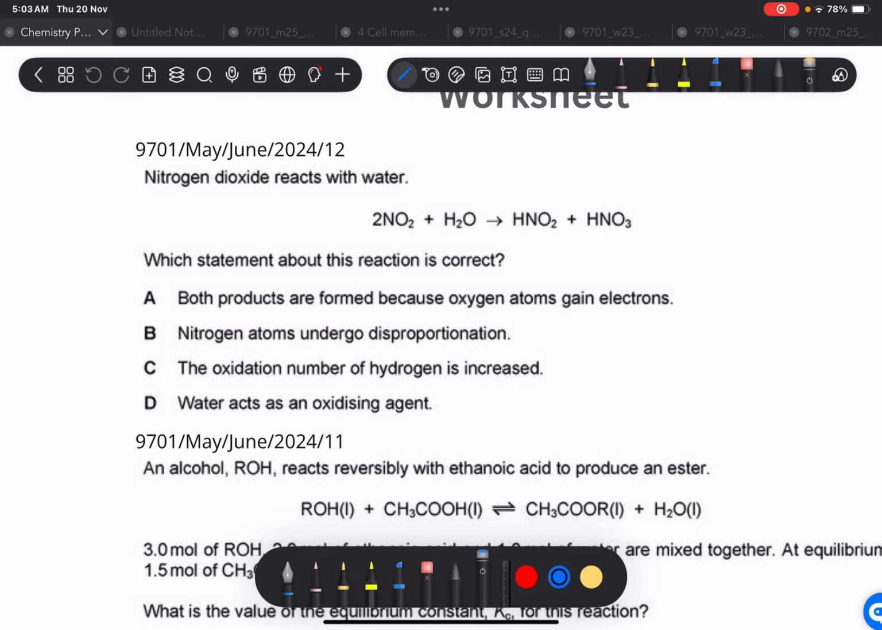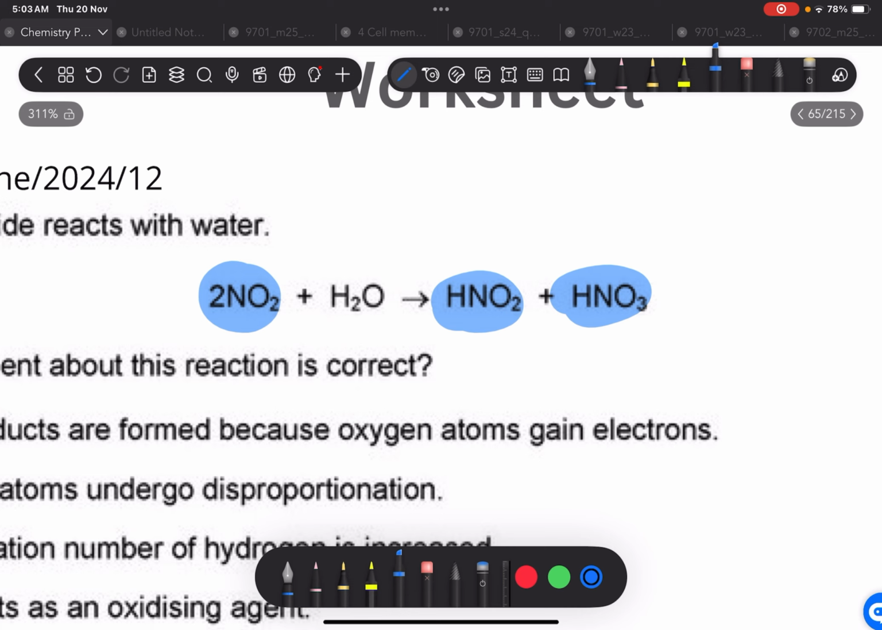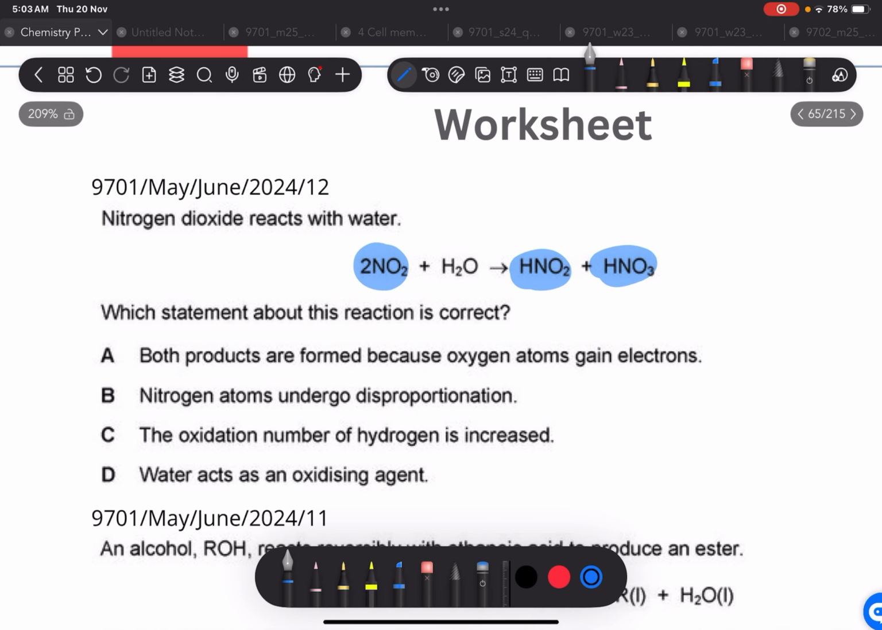Okay, so now let's see what kind of thing is happening. We have a non-metallic oxide, which is nitrogen dioxide, and we are reacting it with water to form two types of acids. What's unique about this reaction is that we're forming nitrogen in two different types. Okay? So now let's read the options. Both products are formed because oxygen atoms gain electrons.